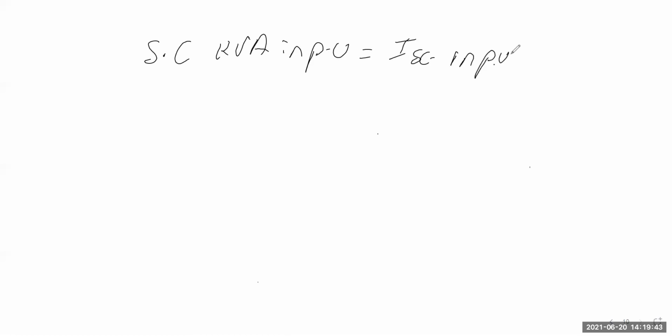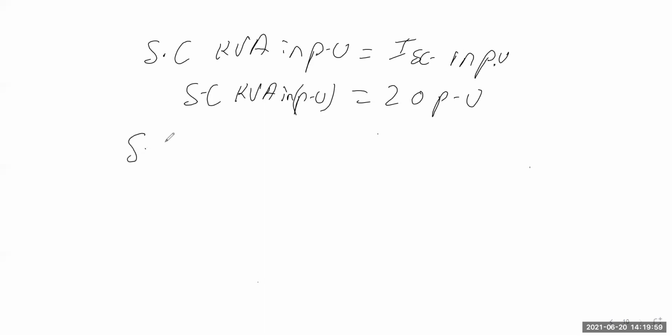Now, this short circuit kVA in per unit is equal to ISC in per unit that we are going to see. So what will be this value? This would be 20 per unit. So short circuit kVA in per unit would be 20, right?